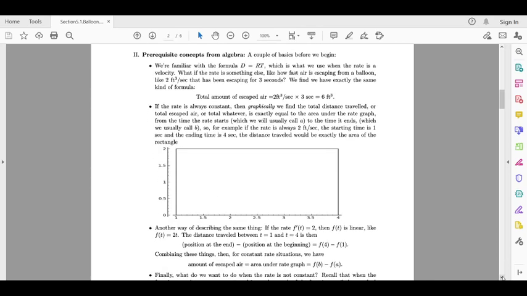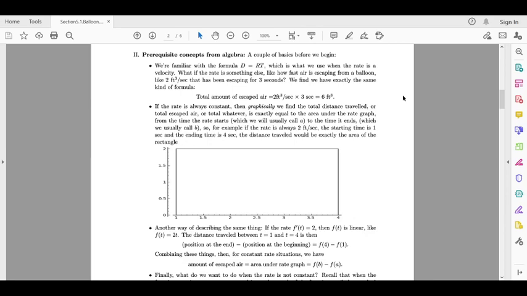So I'm just going to go to the second page. This is still basics. We're familiar with the formula distance equals rate times time, right? But the rate doesn't always have to be velocity. It's kind of weird. The example we're going to be going through today is how fast air is escaping from a balloon. For example, if air is escaping from a balloon at 2 cubic feet per second that has been escaping for 3 seconds, I can still multiply rate times time, right? So I'm going to get my 2 cubic feet per second times 3 seconds, and I get 6 cubic feet. Well, that's the amount of air that escaped during that time.